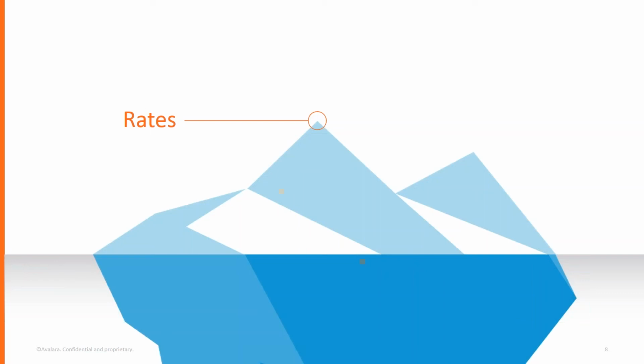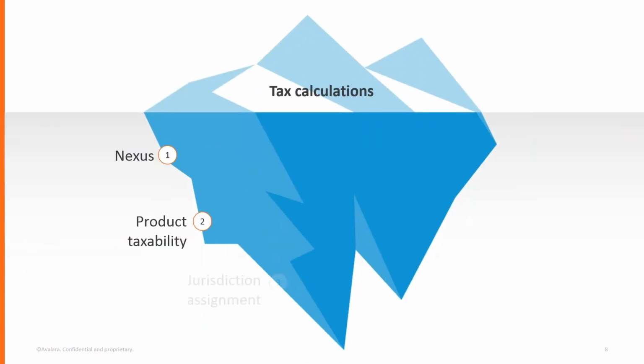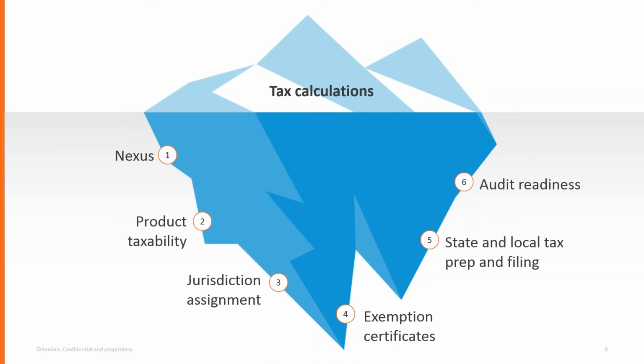So let's talk about some of the things that are important. We're used to talking about rates when it comes to sales tax. Most people just think about what is my tax rate? How much is being added on to my transaction? But there's so much more that goes on when it comes to being tax compliant than just figuring out what the rate is and how much you're paying into that state. So some of those other things are things like Nexus, product taxability, jurisdiction assignments, exemption certificate management, state and local tax prep and filing, and audit readiness. So all of these things that are sitting kind of below the iceberg are things that are also a part of being sales tax compliant within your organization. It's not just having the correct rate. So we're going to talk about these a little bit.